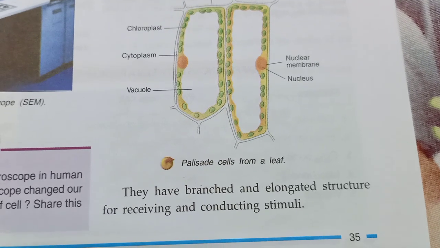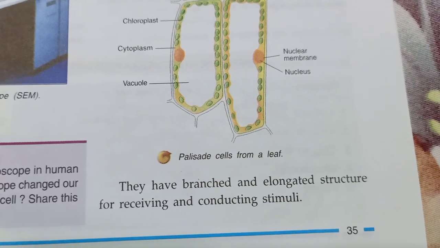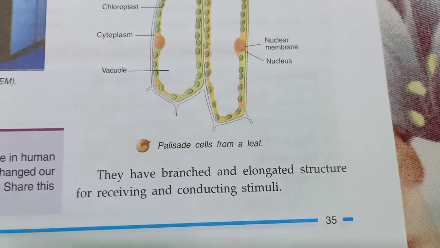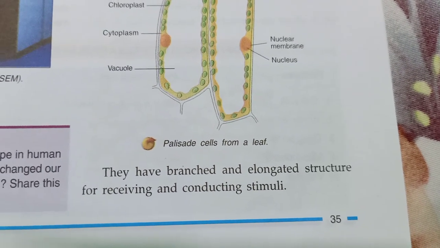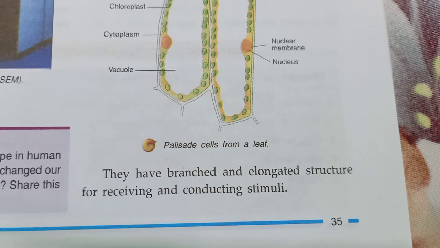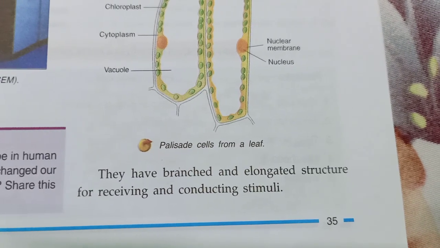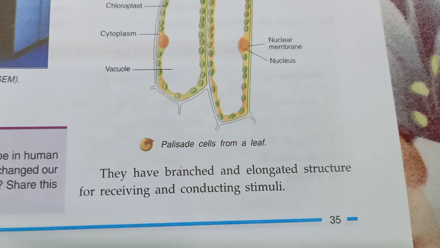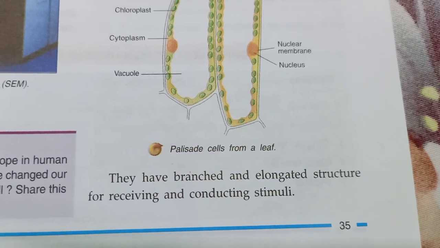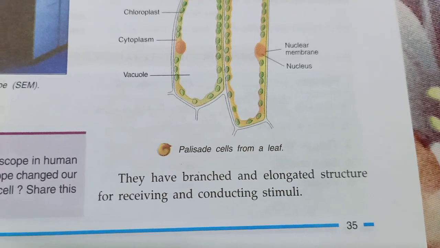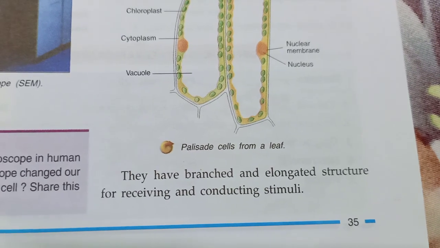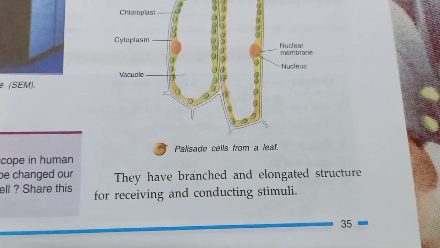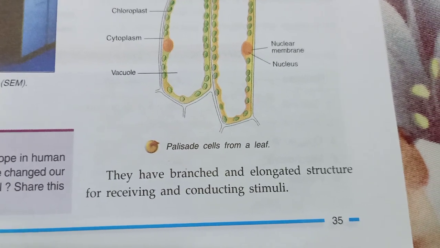As I said, nerve cells are the longest cells present in the human body. These nerve cells have a branched and elongated structure for receiving and conducting stimuli. It means that the nerve cell is responsible for receiving and carrying messages in our body from the different organs to the brain.